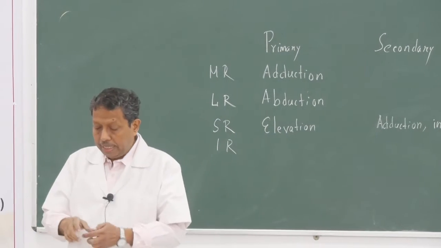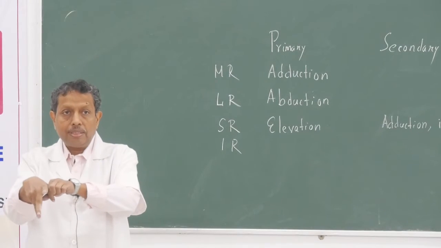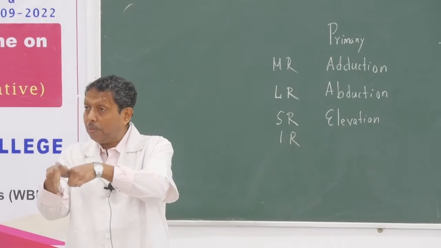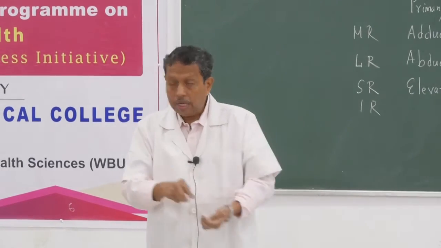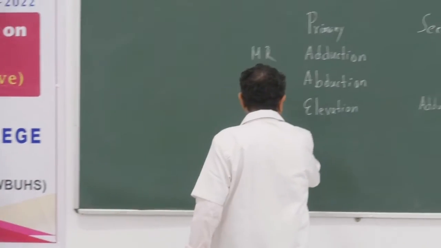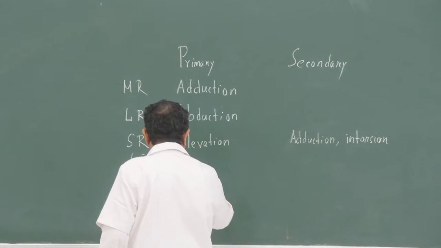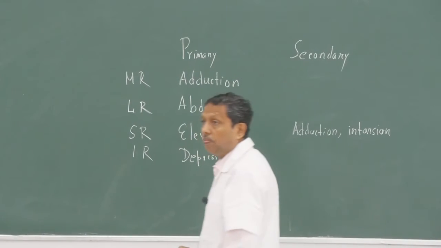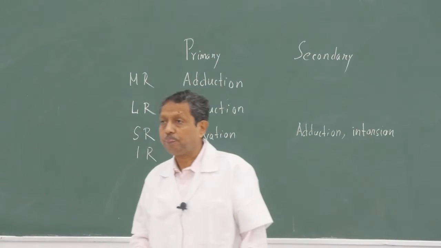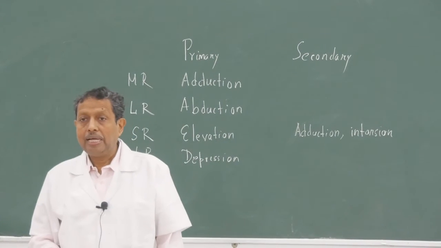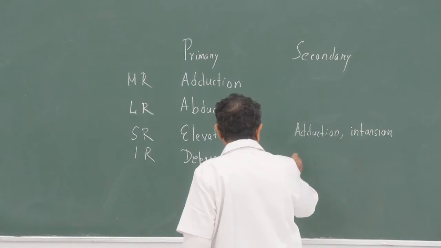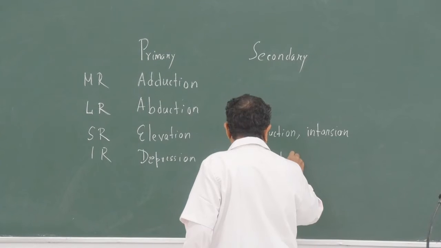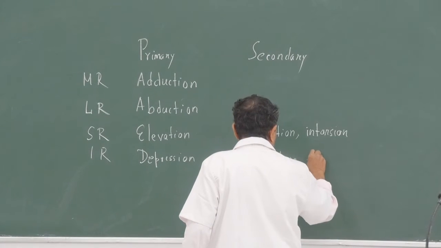In case of inferior rectus, the primary movement is along this horizontal transverse axis. It is depression. Primary movement is depression in case of inferior rectus. And secondary movement is adduction and to some extent extorsion.